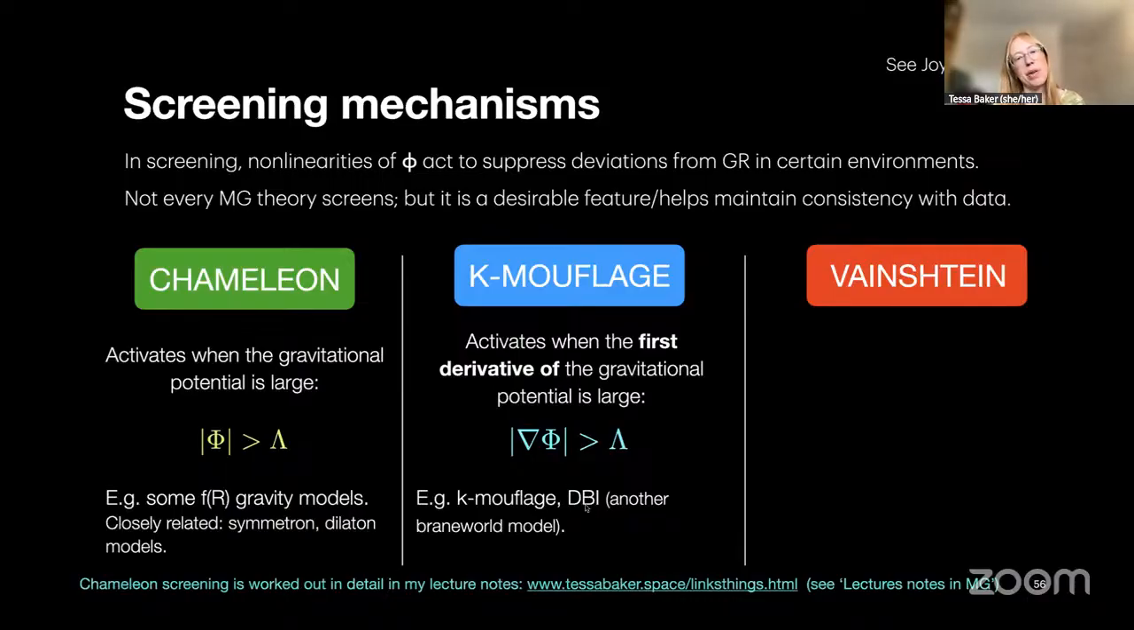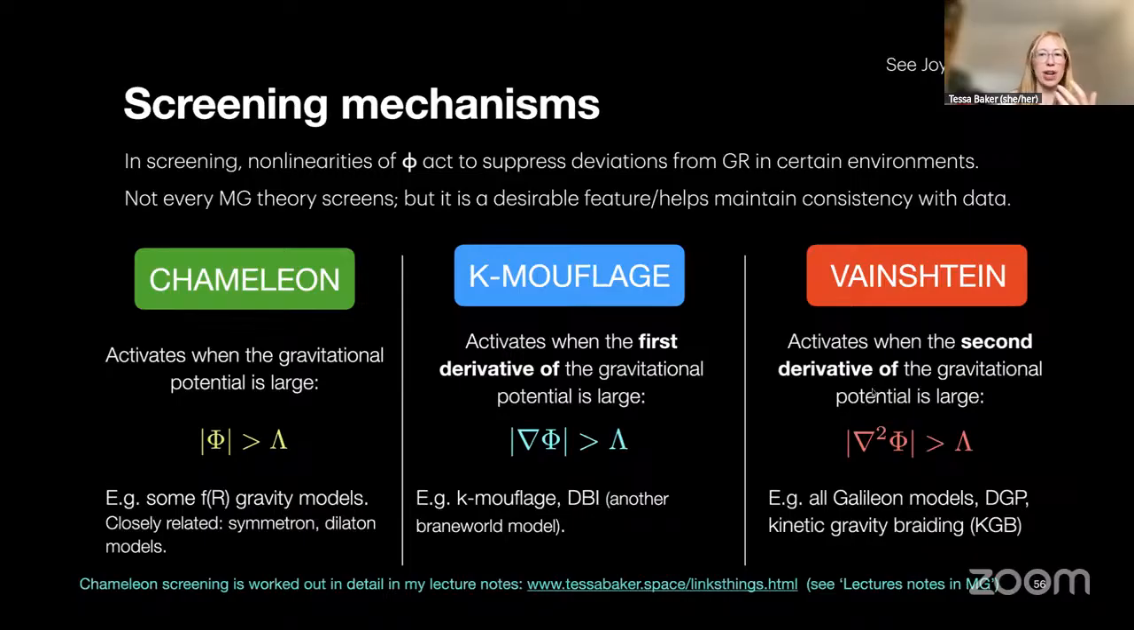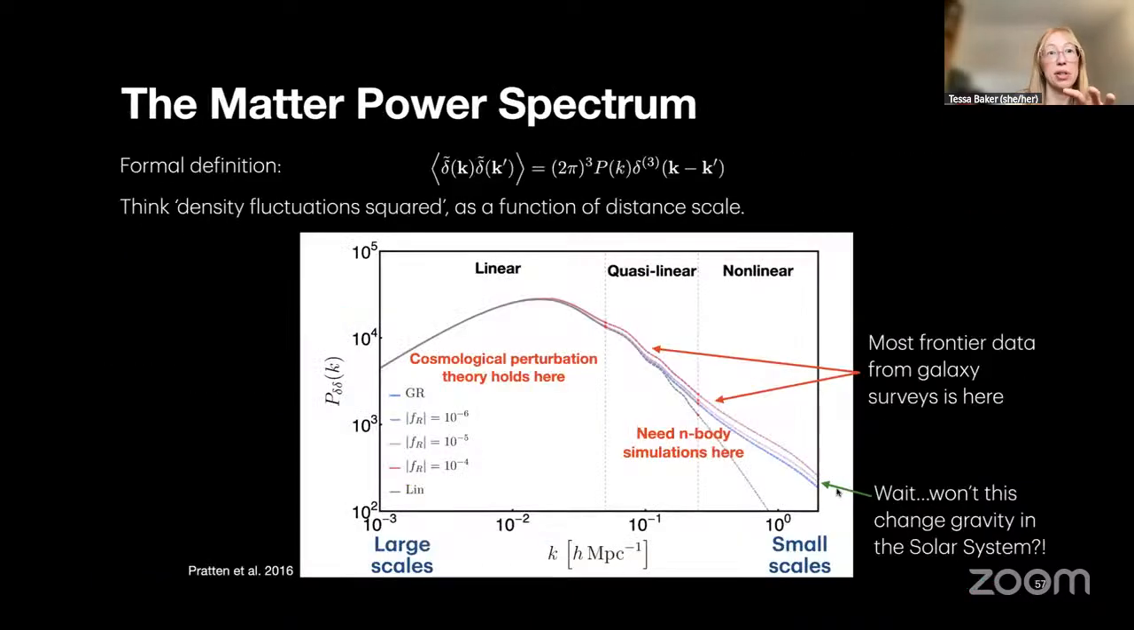There's also a theory called DBI, Dirac-Born-Infeld. We haven't talked about it today, but it's another brane world model like DGP, and that activates camouflage. And then Vainshtein screening, you've probably seen the pattern, activates when the second derivative of the metric potential exceeds some value. And that's what happens in all of these Galileon models I've been speaking about. DGP gravity we saw yesterday. Just as another example, there's something called kinetic gravity braiding. So that is how, in some sense, we escape this potential threat to the solar system.